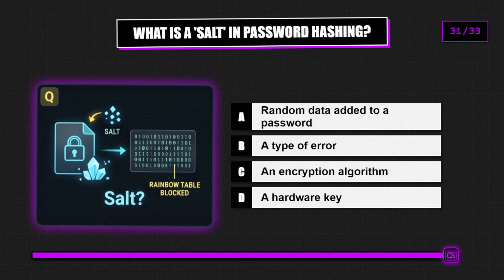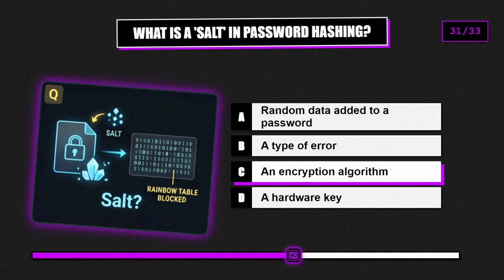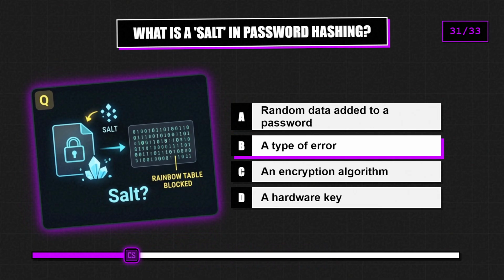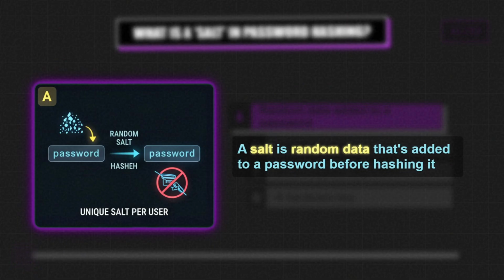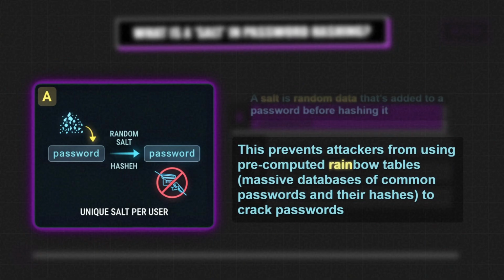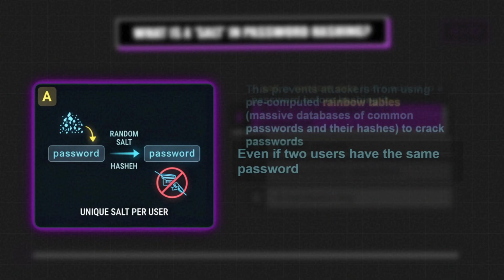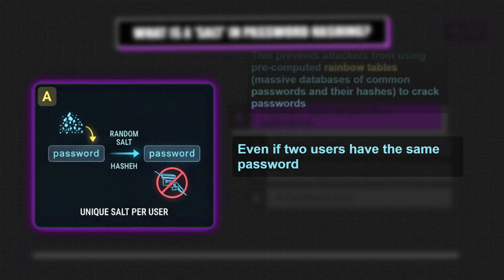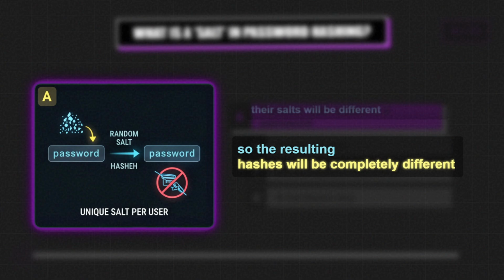What is a salt in password hashing? A salt is random data that's added to a password before it hashes it. This prevents attackers from using pre-computed rainbow tables, massive databases of common passwords and their hashes, to crack passwords. Even if two users have the same password, their salts will be different, so the resulting hashes will be completely different.